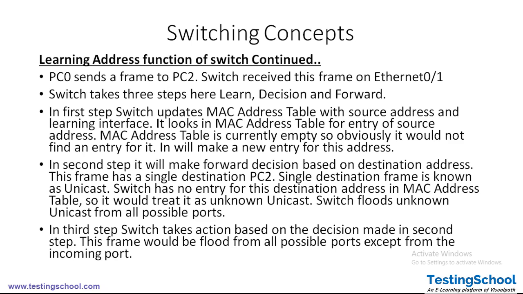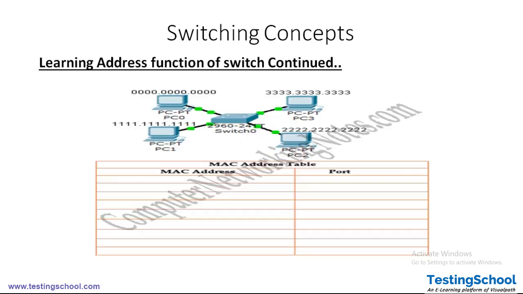So first of all it has learned, then the decision is taken, then it comes into action. Come into action means now it has been decided that the frame needs to be flooded. So it will be flooded on all the ports except the incoming port. The incoming port is this one, that is Ethernet 0/1. Other than this, it will be forwarded to all the possible ports.